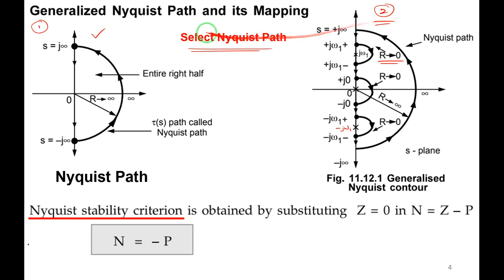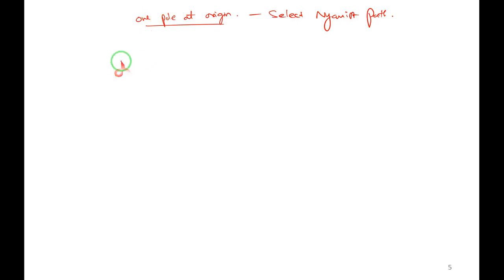How to select? Suppose, let me go for the third scenario. Suppose there is only one pole at the origin. One pole at the origin. Then how to select the Nyquist path? So select the Nyquist path in the S plane, right? So there is one pole at the origin. So let me take this sigma, j omega axes, right? So there is one pole at the origin here.